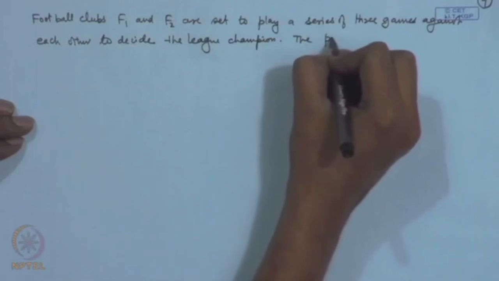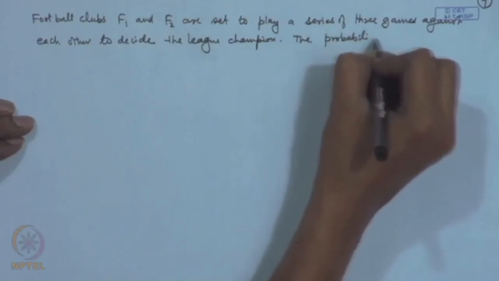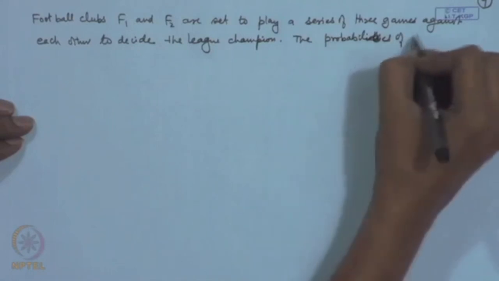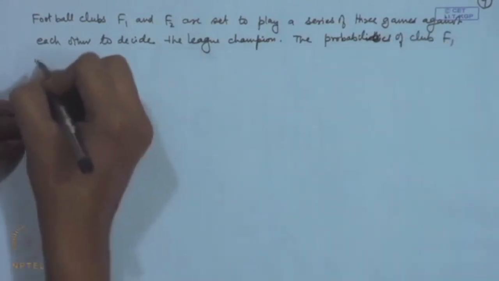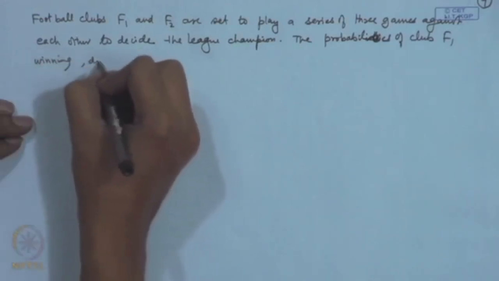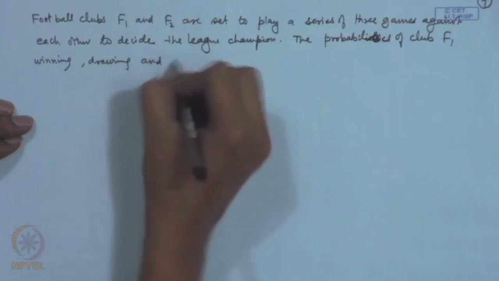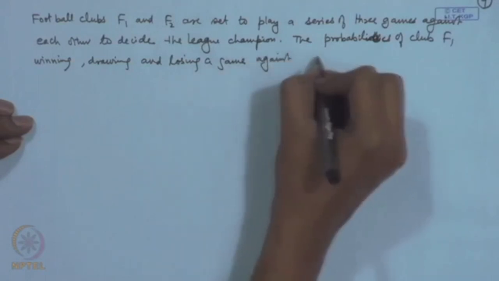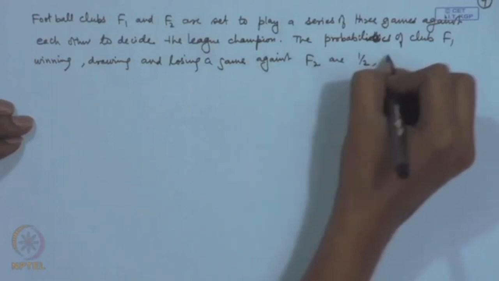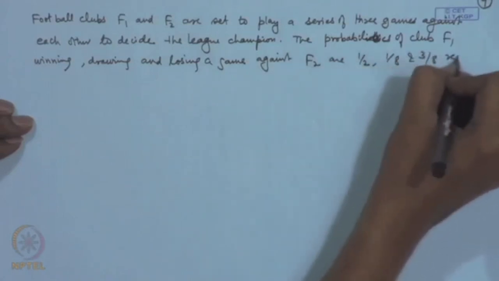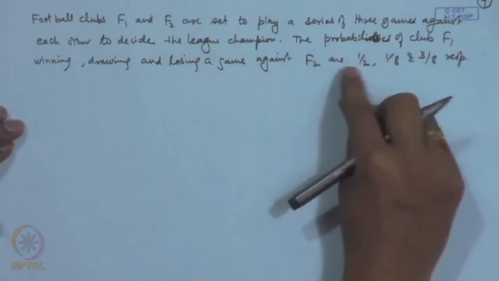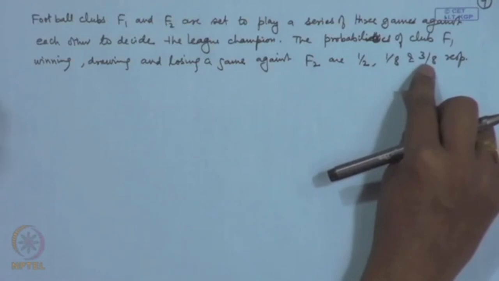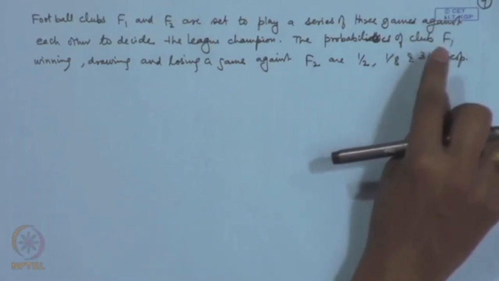The probabilities of club F1 winning, drawing and losing a game against F2 are half, 1 by 8 and 3 by 8 respectively. That means F1 wins against F2 a game with probability half, the probability of a draw is 1 by 8 and the probability that F2 will win, that is 3 by 8. That means F1 has slightly higher chance of winning compared to F2.